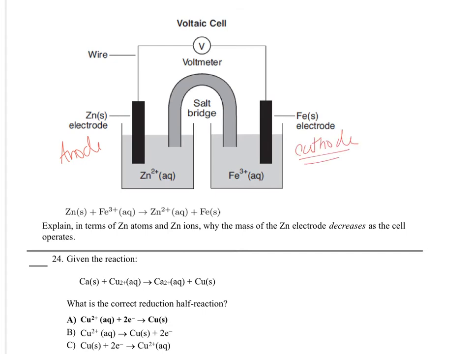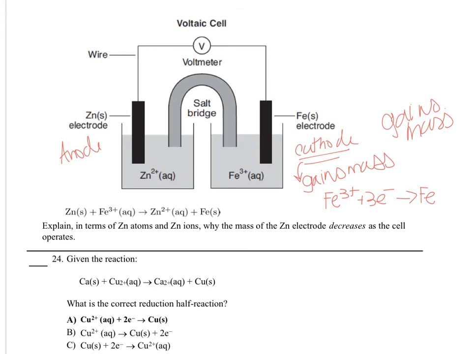And I made a point to point out to you that the cathode does something peculiar. It gains mass. And we know this because of the half reaction that occurs at the Fe, where we have Fe3+ plus 3e- yielding Fe solid, so this side gains mass. But now it also makes sense that this side would lose mass.